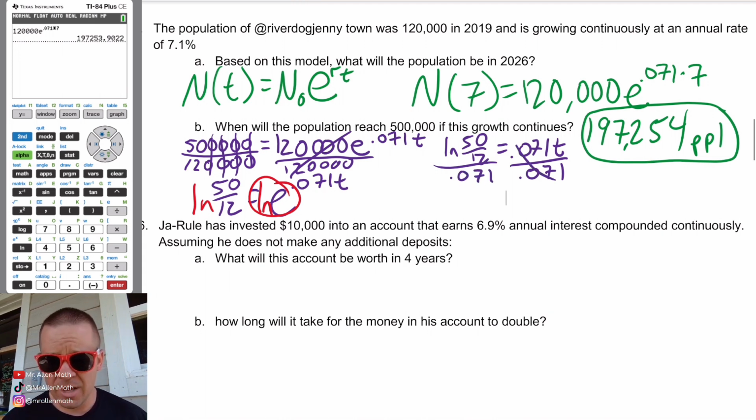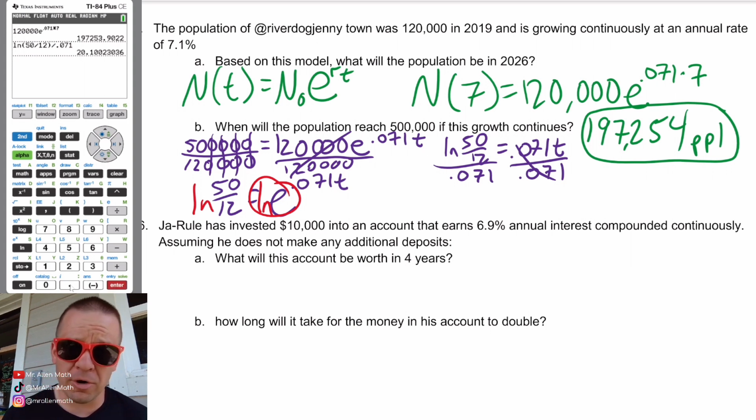So let's pop that up. I've got natural log, which has its own button. I don't have to hit math, alpha math. We've got 50 over 12, so 50 divided by 12, close the parentheses, and then we're going to divide again by 0.071. Hit enter. Looks like it's going to be a little over 20 years. All right, so 20.1 years.